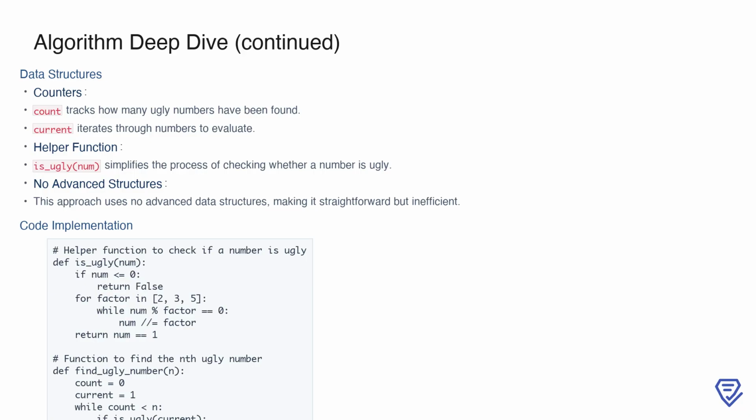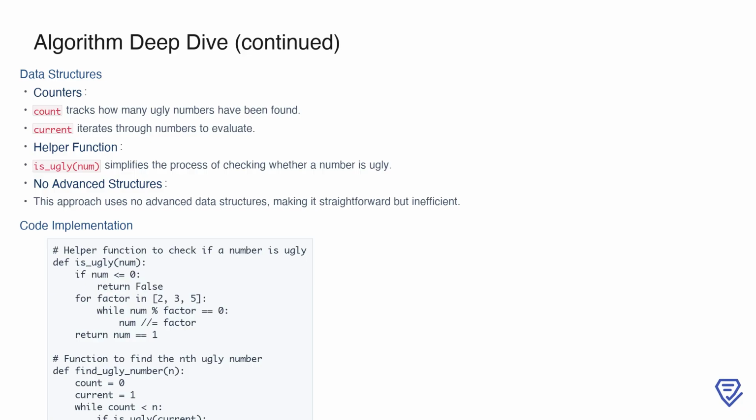Testing every single number up to the nth ugly number is computationally expensive, especially since the vast majority of numbers are not ugly. Let's look at a Python implementation of this brute force method. The is_ugly function first checks if a number is non-positive, returning false in that case. Otherwise, it iteratively divides the number by 2, 3, and 5, and finally checks if the result is 1.